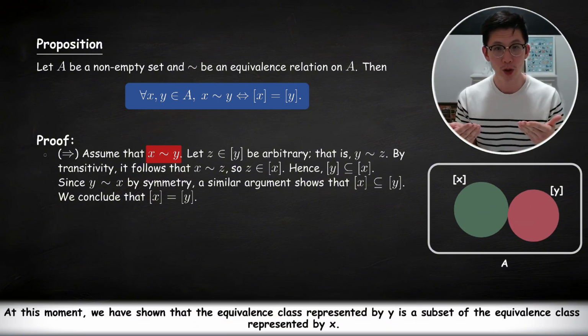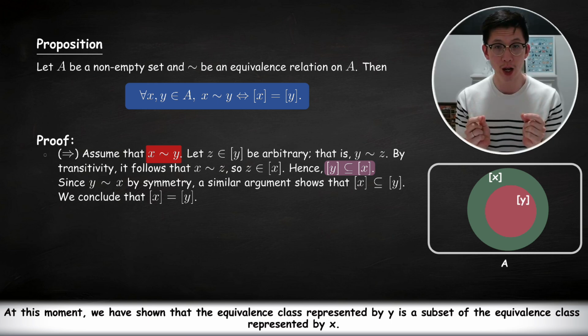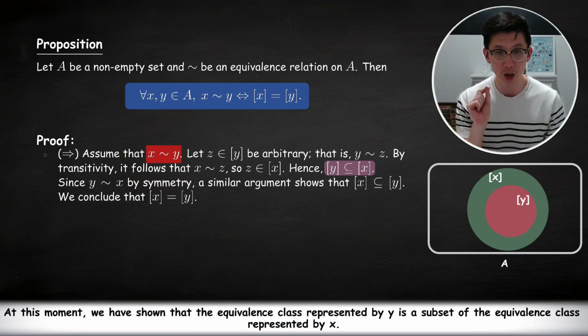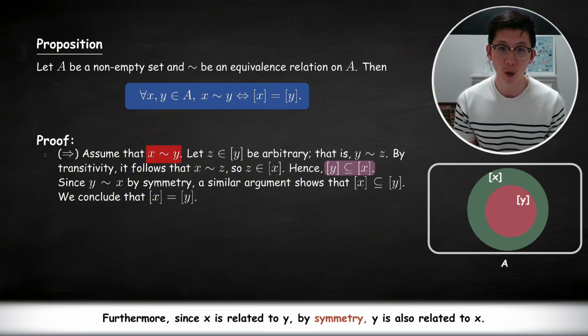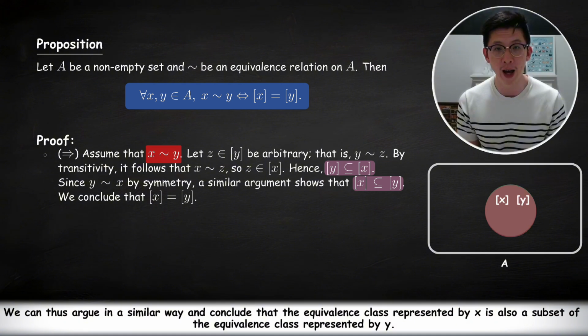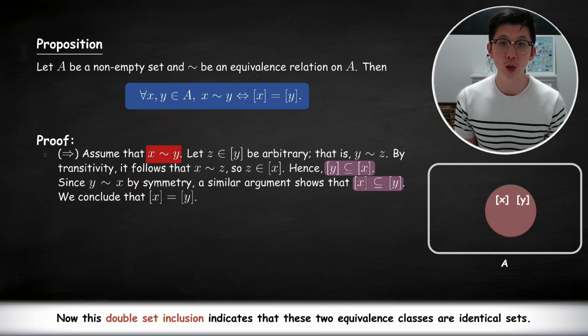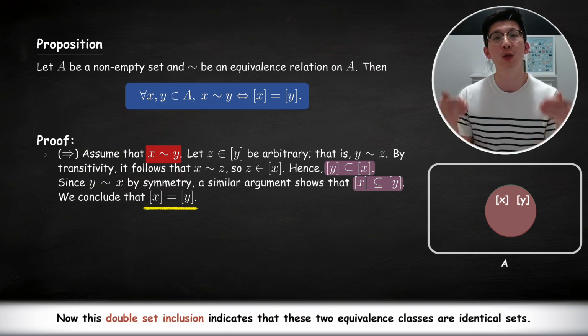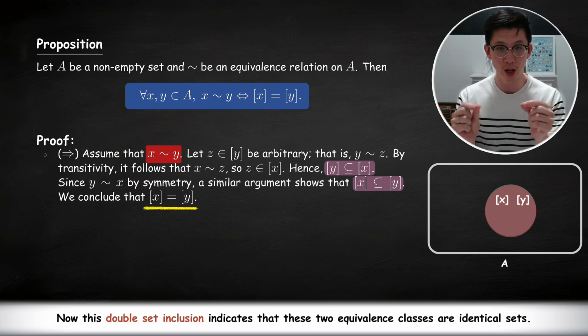At this moment, we have shown that the equivalence class represented by y is a subset of the equivalence class represented by x. Furthermore, since x is related to y, by symmetry, y is also related to x. We can thus argue in a similar way and conclude that the equivalence class represented by x is also a subset of the equivalence class represented by y. Now, this double set inclusion indicates that these two equivalence classes are identical sets.